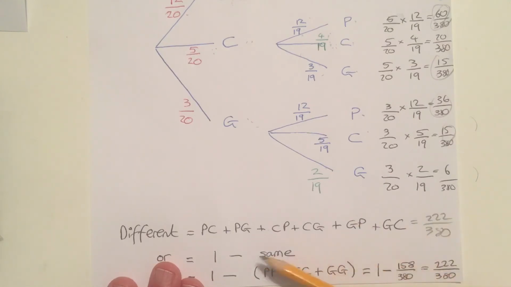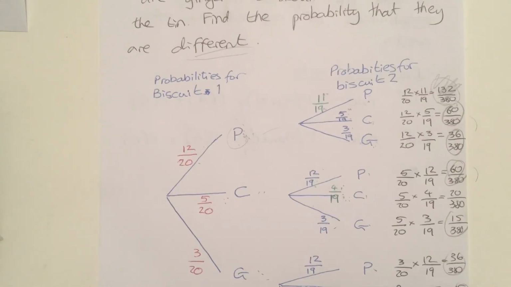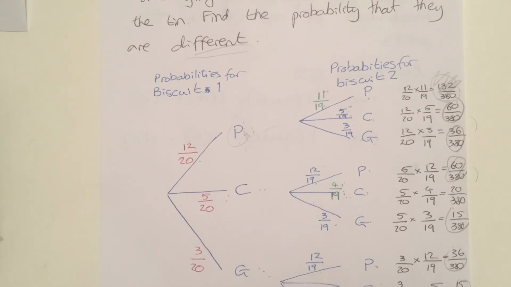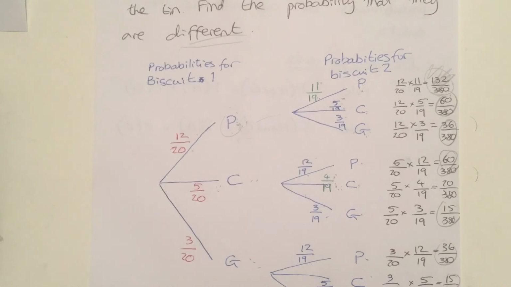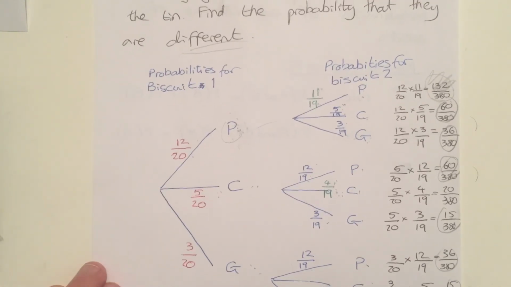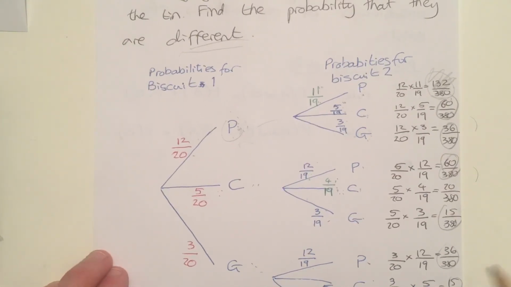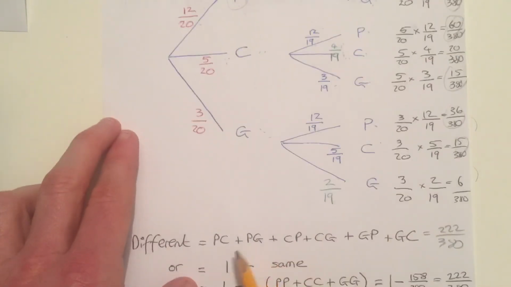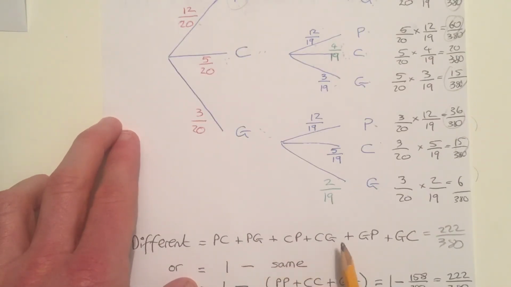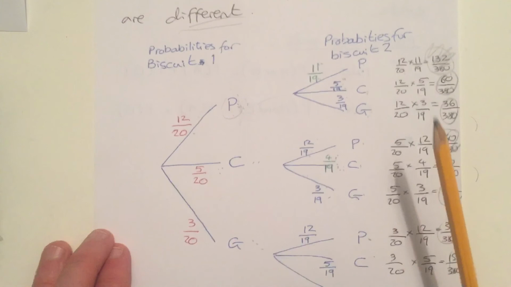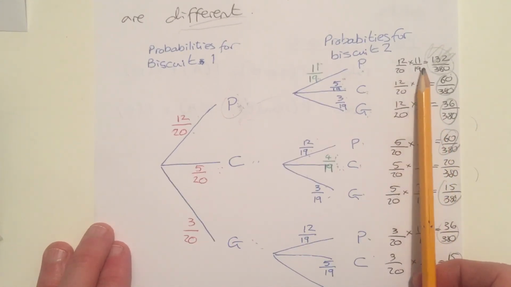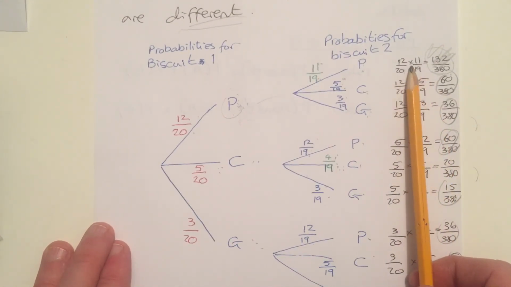That's slightly a longer way than this, but that is how we can use tree diagrams to work out the probability of more than one thing happening. So key things here: if I want one thing or another thing happening, I need to add the probabilities together. If I want one thing and another thing to happen, I need to multiply them together.